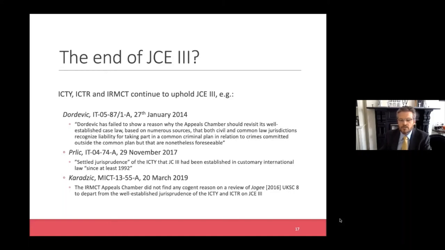The IRMCT said that, in the interests of legal certainty, it would follow the previous jurisprudence of the ICTY and the ICTR, and it would depart from them only for cogent reasons in the interests of justice. On review of the judgment in Joji, which was not binding on the IRMCT, the appeals chamber did not find any cogent reason for departing from its own well-established jurisprudence.